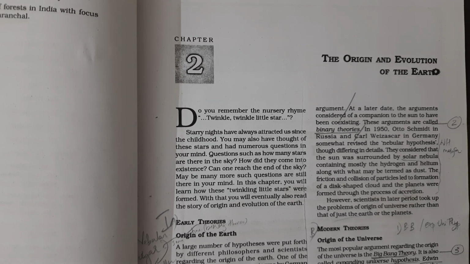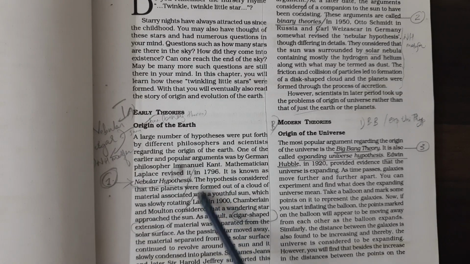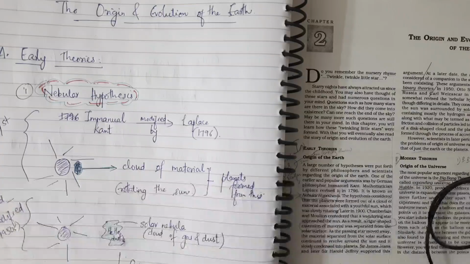Okay, let's start. The first is chapter 2, origin and evolution of the earth. This para is just an introduction, telling about the sky and the numerous questions which the chapter will answer. So you can skip this para, then we go to the early theories part. From the early theories part we can make notes. I have already made the notes, and I will show them to you.